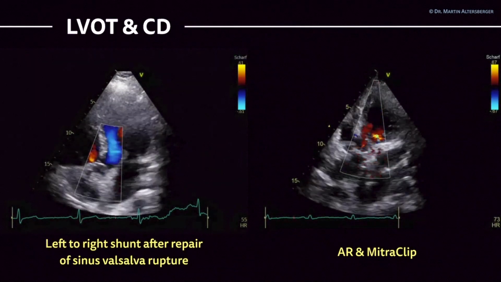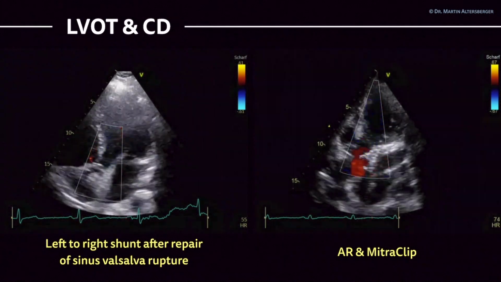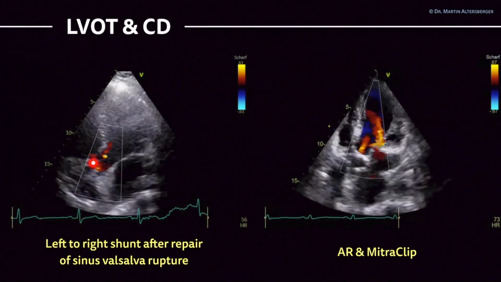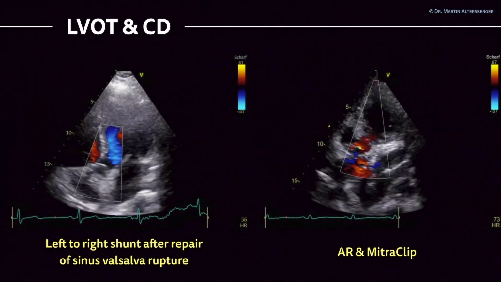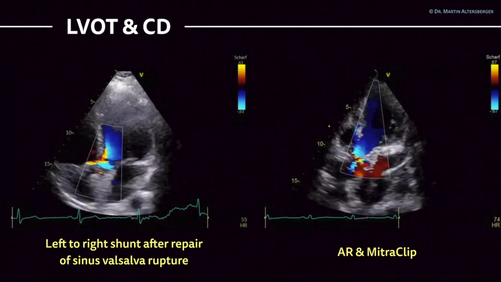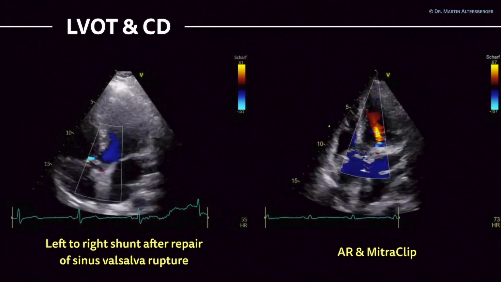Here we're taking a look at a patient. He had a repair as a child, a left to right shunt. Here we do see a rest of the shunt with a dilated right ventricle, which led to volume overload of the right ventricle and therefore failing of the left and the right ventricle.